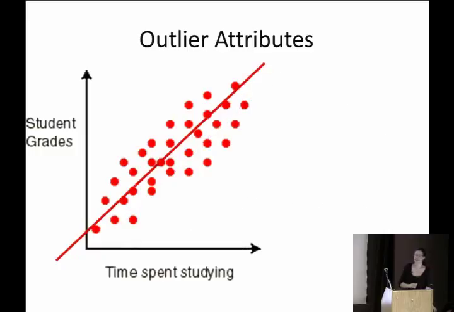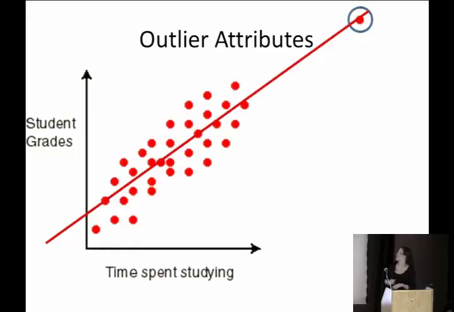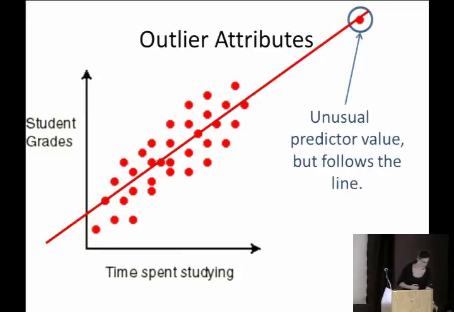You might have a data point like this one, however. You have a student who studies vast amounts of time, but receives sort of a natural grade, something you would expect based on the general trend of the rest of the data. This particular type has a very unusual predictor value. It's a lot more time studying than we would expect based on the range of the other data. And this particular type is called a high leverage point.